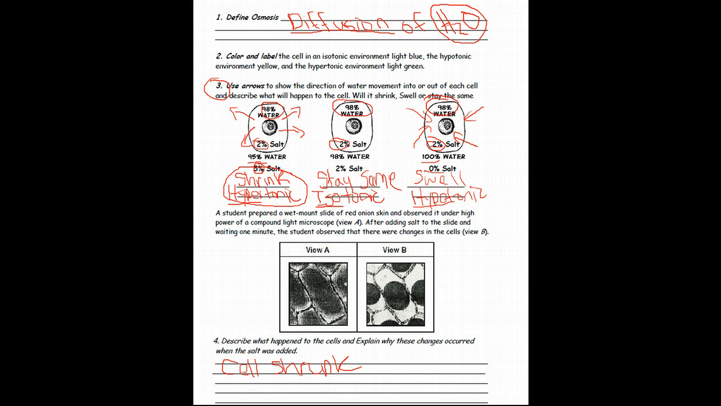and we can see that in the picture because here we have a full cytoplasm, and here the cytoplasm is shrunk to the center. And so why did it shrink? Because it was placed in a hypertonic solution. So cells shrink in hypertonic solutions, they swell in hypotonic solutions, and they stay the same when it's isotonic.